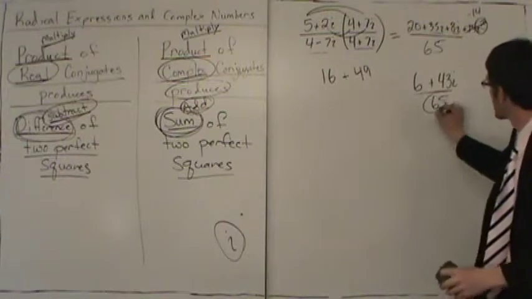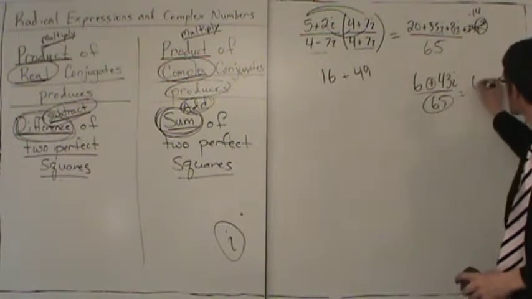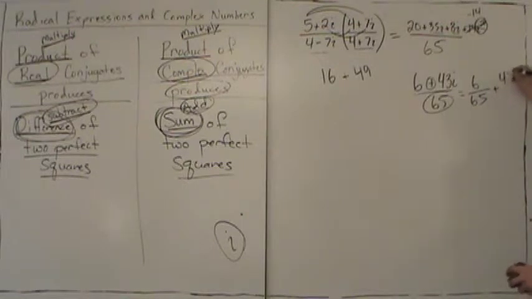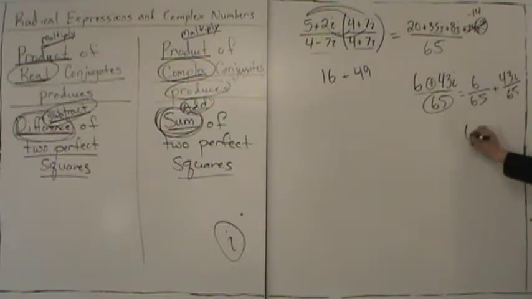Now, since there's a monomial in the denominator, we split the addition. This is 6 over 65 plus 43i over 65. And does anything in 6 cancel with 65? No, it does not. So our final answer is 6 over 65 plus, and you can write this as 43 over 65 with parentheses around the fraction and an i out front.